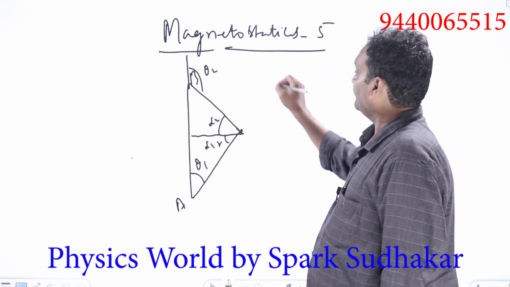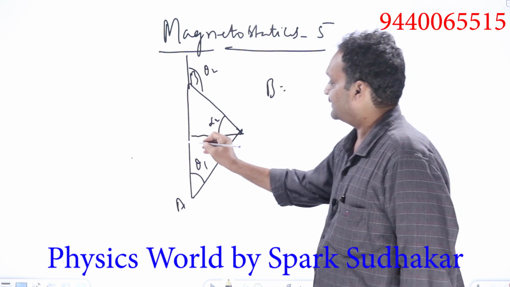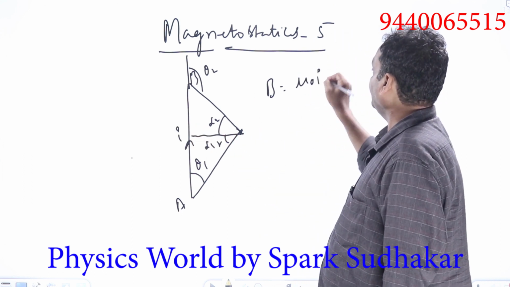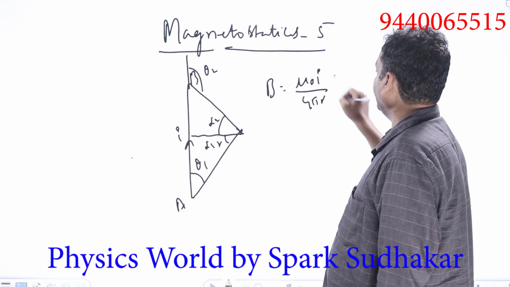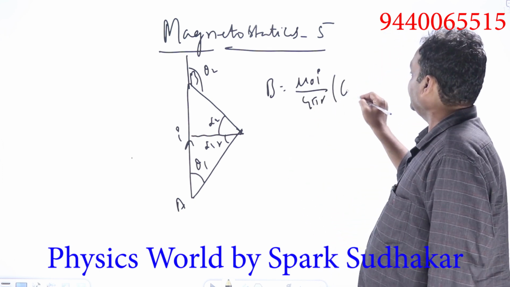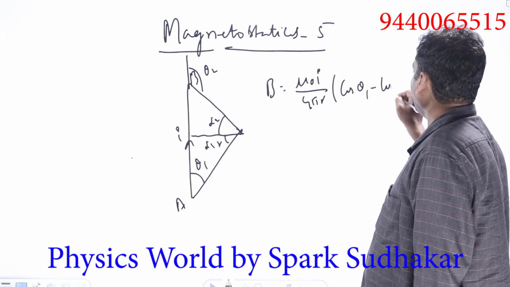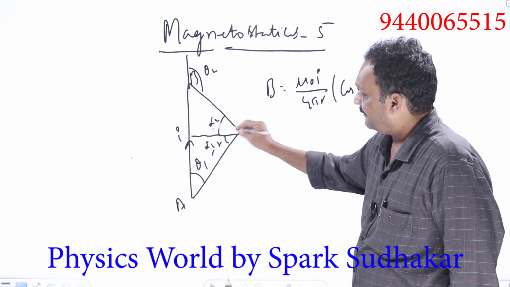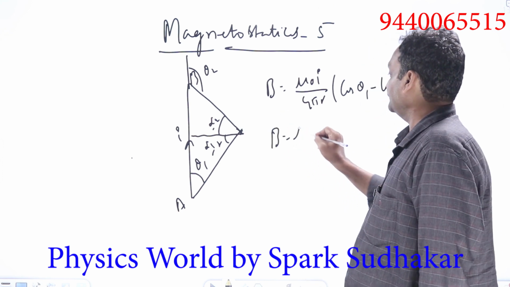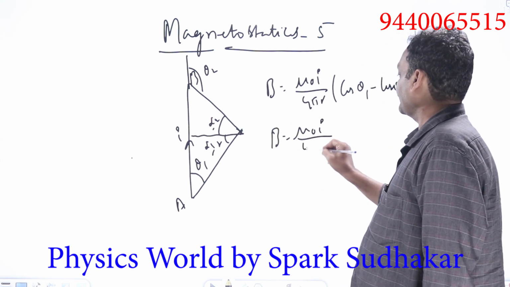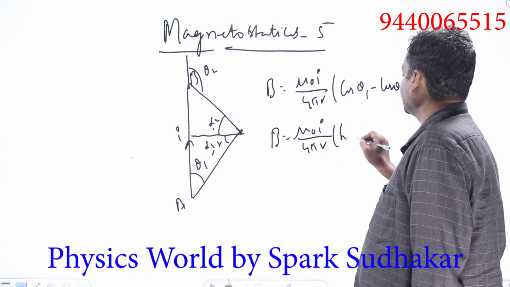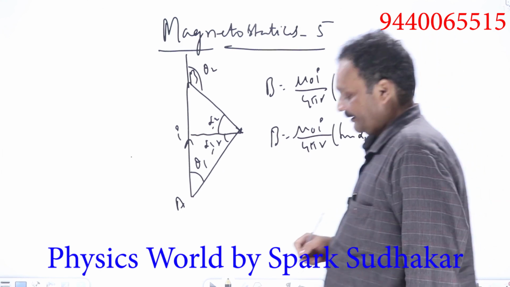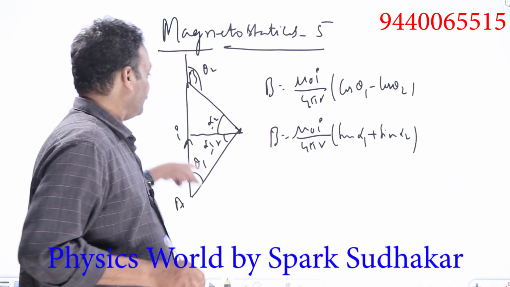B due to this current segment is mu naught I by 4 pi r into cos theta 1 minus cos theta 2. Or, in terms of these angles alpha 1 and alpha 2, B equals mu naught I by 4 pi r into sine alpha 1 plus sine alpha 2, whatever may be the length of the wire.